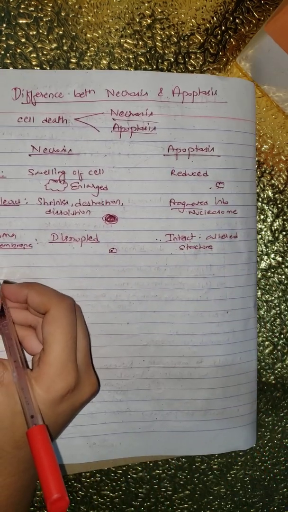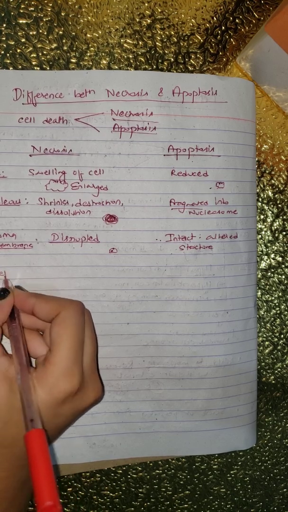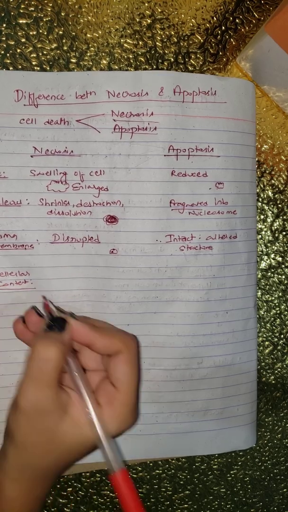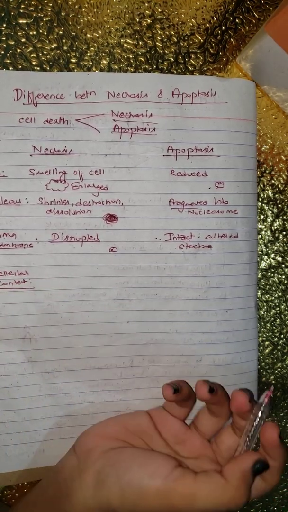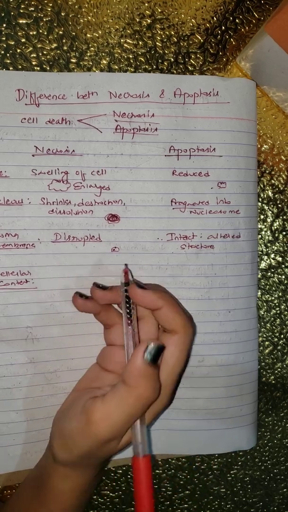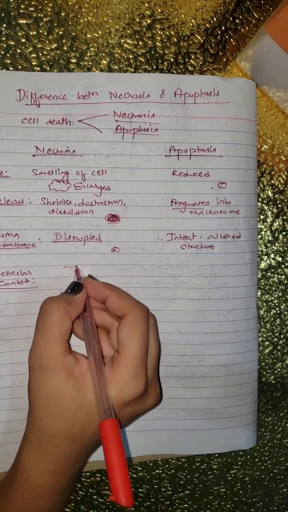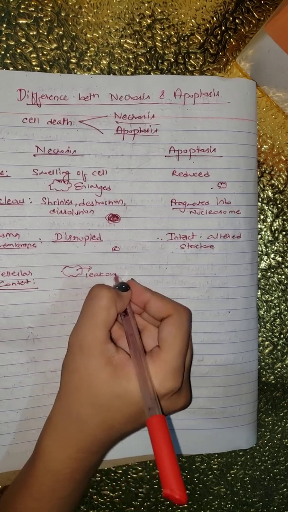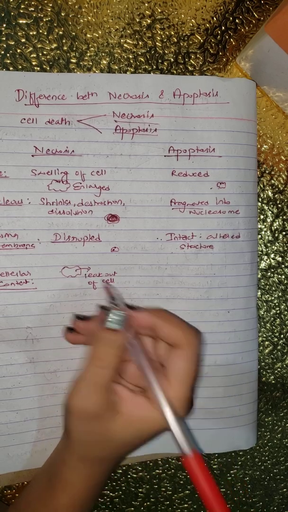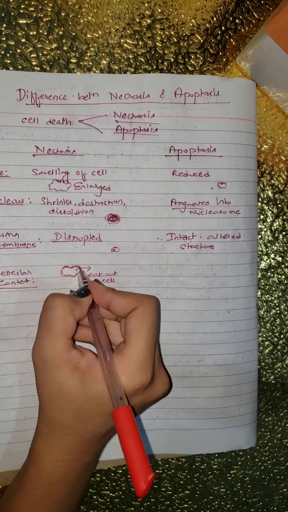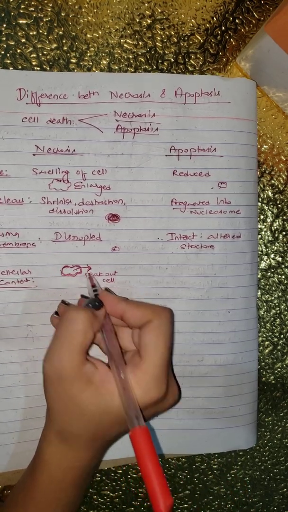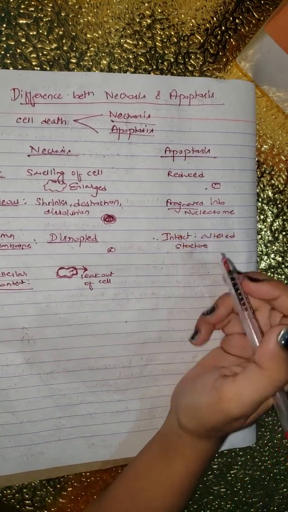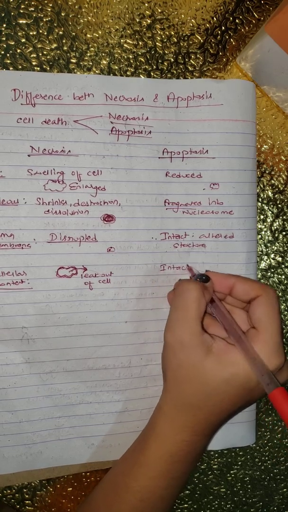And the next thing is cellular content. Now guess what will happen to the cellular content? It may leak out of the cell. If the thing is enlarged, the cellular content will leak out of the cell, because if a cell is enlarged, the outer membrane will get very weak, so the internal content will get leaked out. But in apoptosis, again it will stay intact.